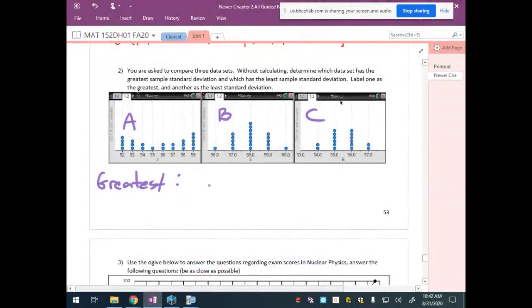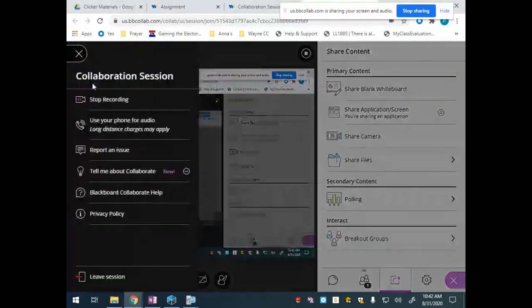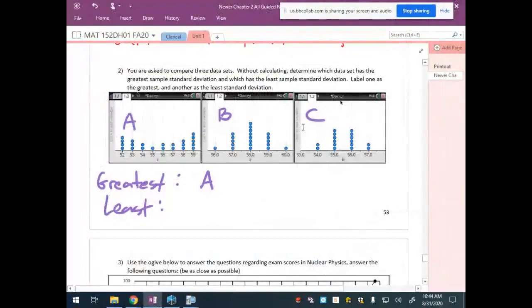The greatest of these is going to be A. Now that's because even though spread is similar to B and C, we're getting a larger amount of numbers further away from the mean. And that's why A is going to be the greatest. So the one with the least standard deviation would have the least amount of spread, and that would be C.